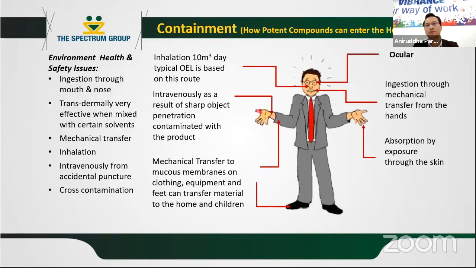Now, how can potent compounds enter the human body and affect us? This is where we look at how it can impact operators. The primary thing we try to control is ingestion through mouth and nose. Then through the skin, transdermally, by mechanical transfer; inhalation is again a very important factor. Then intravenous through accidental puncture, and the cross contamination issue. These are the different ways potent compounds can enter the human body.